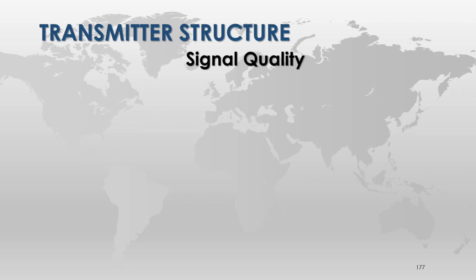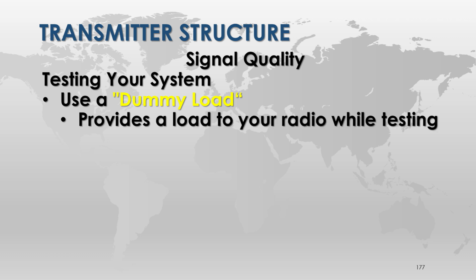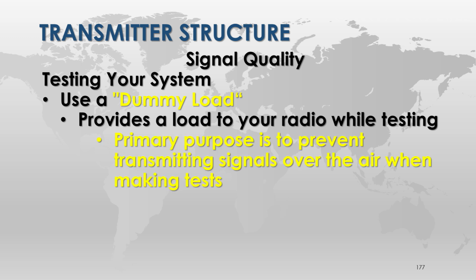Signal quality, testing your system. Ooh, there's a lot of that goes on out there. Yes. And there's a lot of people who don't know how to do a signal check or a signal report. First off, use a dummy load. We have an actual thing called a dummy load. Provides a load to your radio while testing. Its primary purpose is to keep transmitting signals from going over the air when making tests.